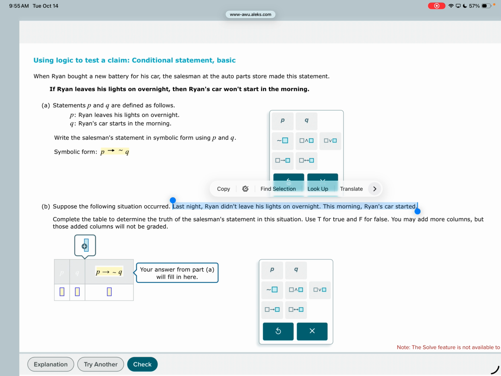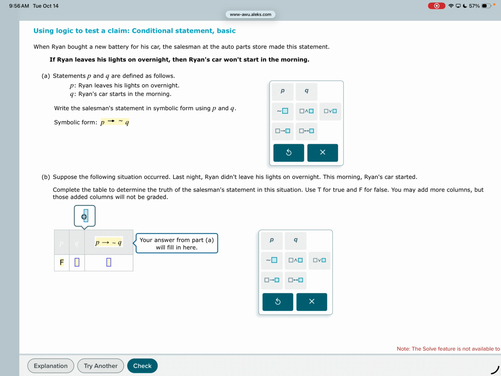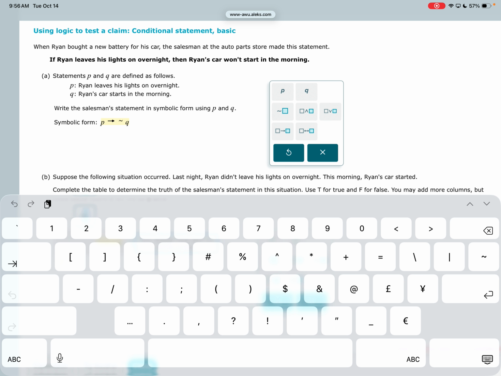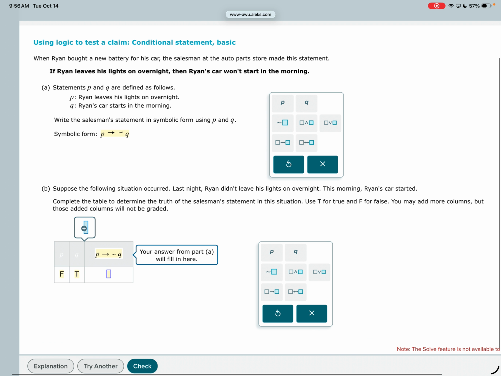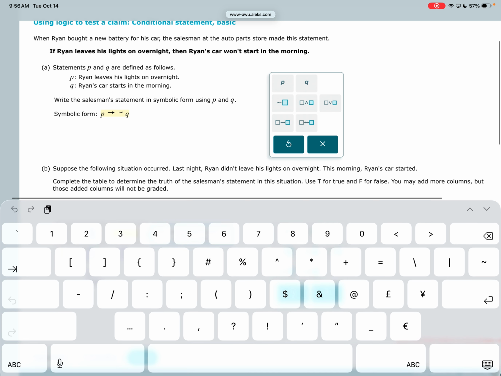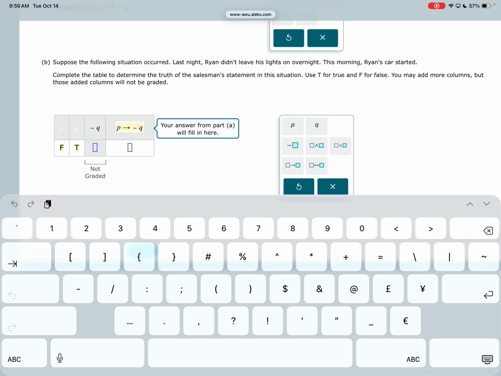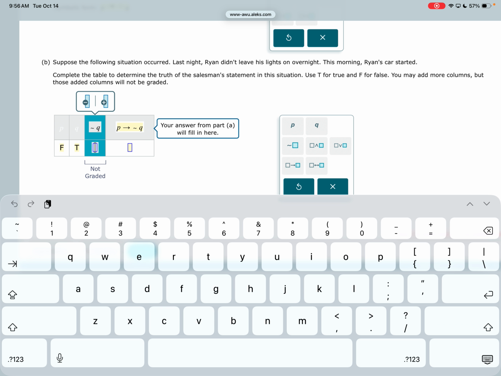Okay, so P is Ryan leaves his lights on overnight, and in this scenario Ryan didn't leave his lights on overnight, so P is going to be false, right? He didn't leave his lights on, so it's false. Ryan's car started, so that would be true, because Q is Ryan's car starts in the morning. So you have to use that sentence to figure out if P is true or false and Q is true or false. And that gives you that scenario. Now I'm going to use my truth table rules to see if the salesman's sentence was true or false. Okay, so I need to find not Q. Not Q would be false.